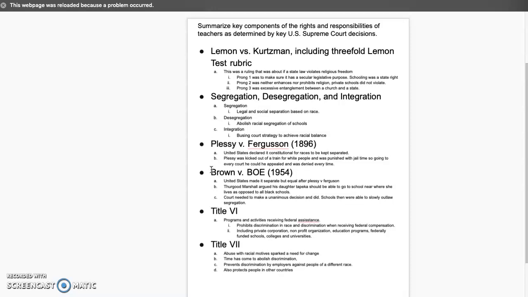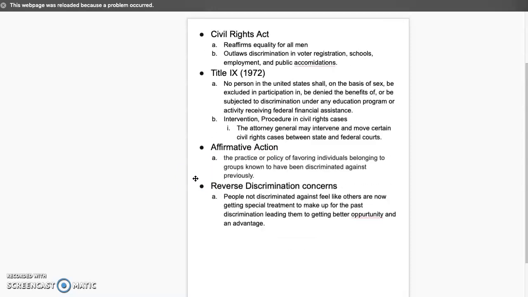Title VI shows the programs and activities receiving federal assistance cannot be discriminated against, while Title VII is about abuse or racial motive that sparked a need for change. So the time had come to abolish discrimination and prevent discrimination by employers for different races. The Civil Rights Act was basically all the titles put into one. It outlaws discrimination in voter registration, schools, employment, and public accommodations.